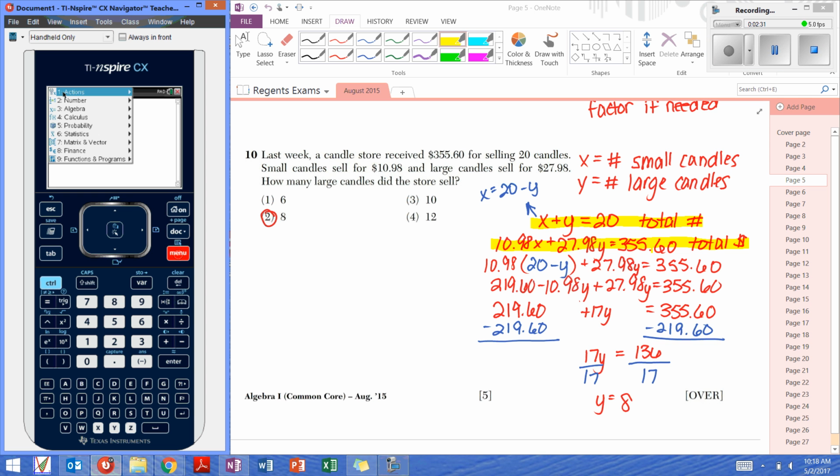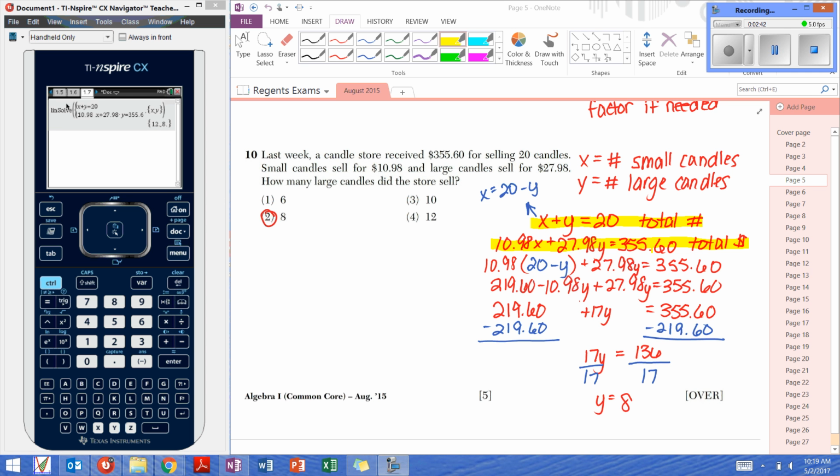Just as a reminder, you're going to go into the menu. We're going to do some algebra and solve a system. We have two equations, so you hit OK and you just type them in. And after you're done, you just push enter. It tells you x, the small candles, is 12, and 8, the number of large candles, is your y value. So that's why answer choice 2 is correct for 10.